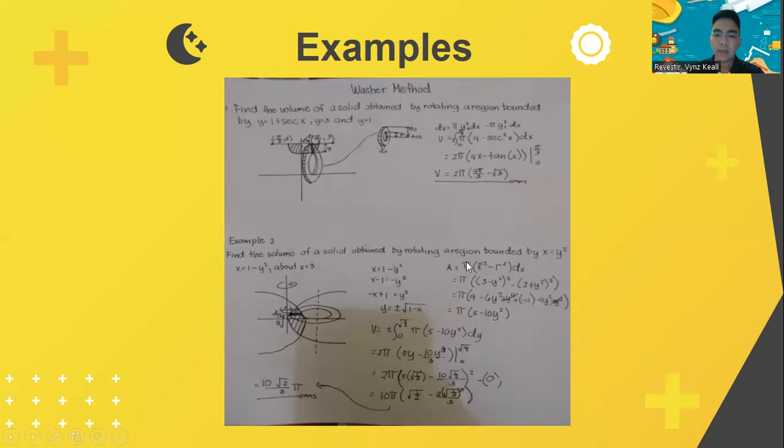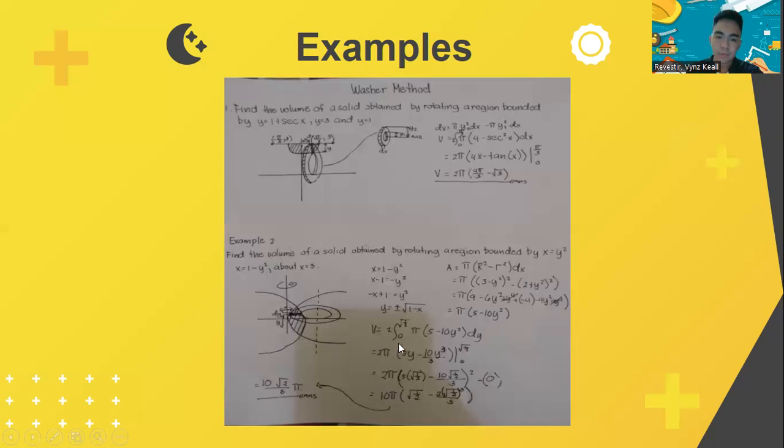So we first find the area. The area is equal to pi times big R squared minus small r squared times dy. So the area is pi times (3 minus y squared) squared minus (2 plus y squared) squared. So pi times 9 minus 6y squared plus y raised to 4, minus 4 minus 4y squared minus y to the 4. So the area is equal to pi times 5 minus 10y squared.